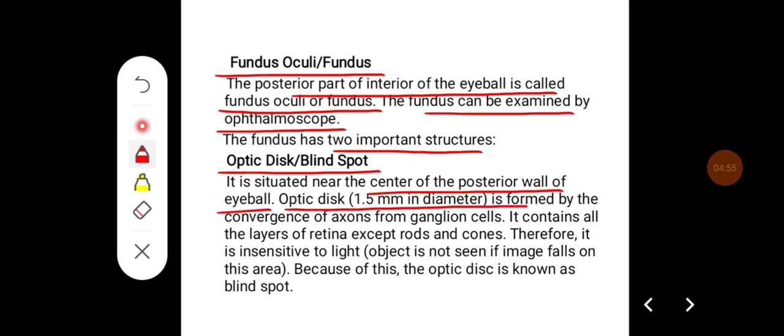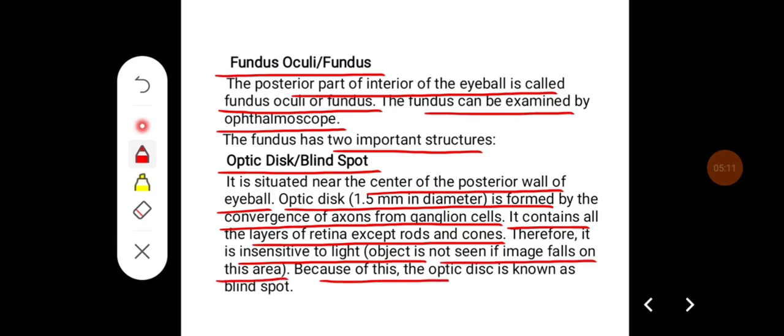Optic disc is formed by the convergence of axons from ganglion cells. It contains all the layers of retina except rods and cones. Therefore, it is insensitive to light, that is, an object is not seen if the image falls on this area. Because of this, optic disc is known as blind spot.